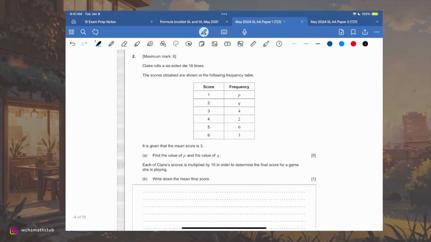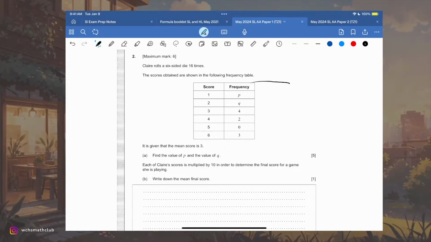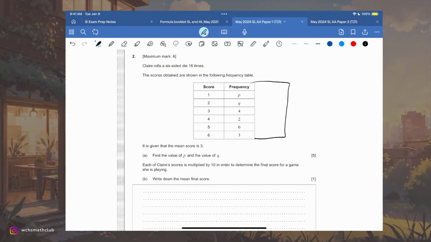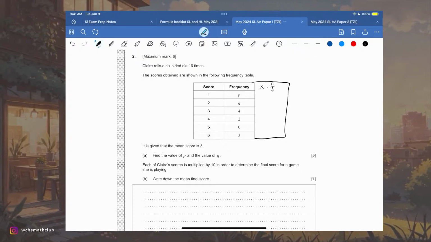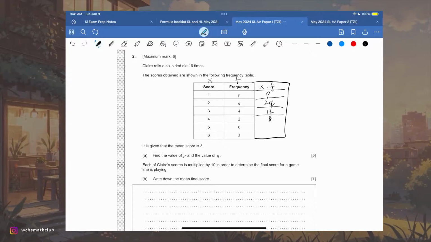For this question, what we can do first is add another column to this table and do score times frequency, so x times f, where x is the score and f is the frequency. The first row will be p, the second one will be 2q, this one will be 12, next one is 8, this one's 0, and then this one's 18.